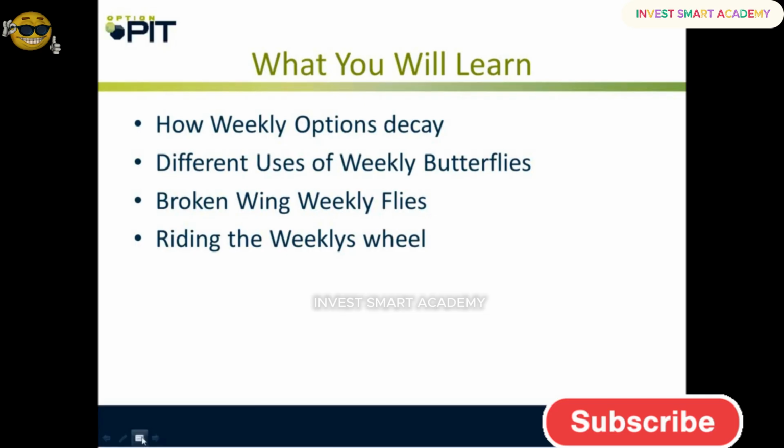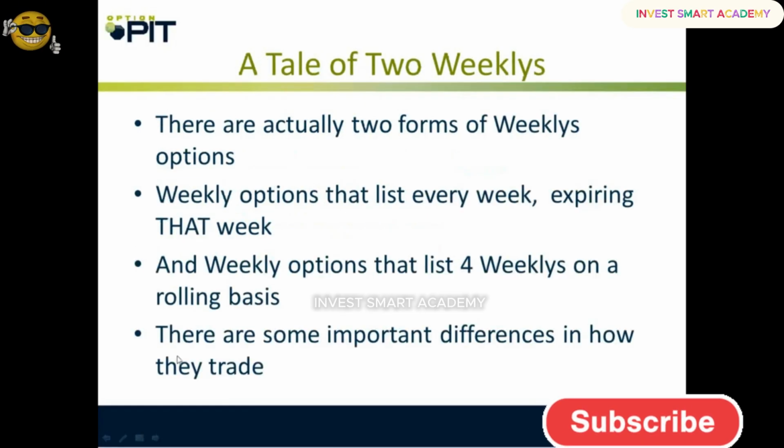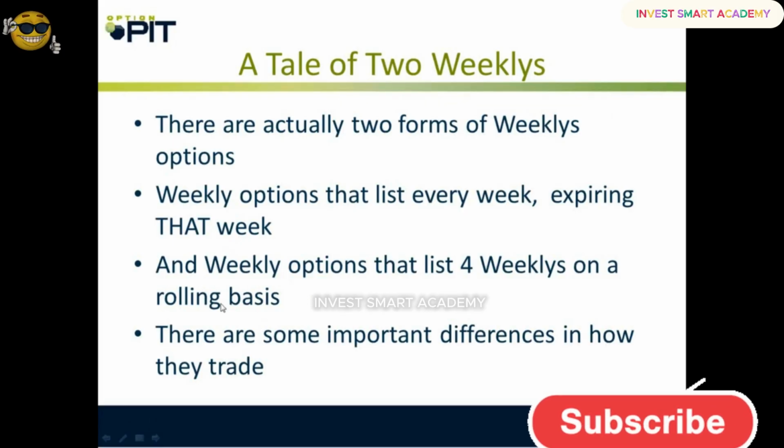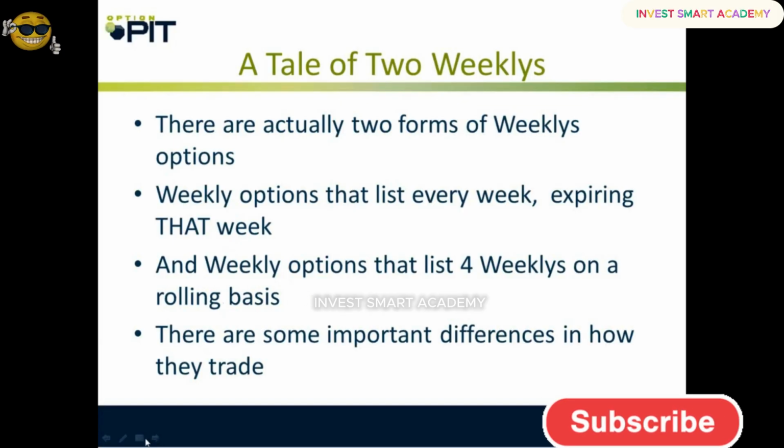So, a tale of two weeklies. All right, there are actually two forms of weeklies options. There is the weekly options that list every week and expire the following week. And then there are weekly options that list 4 weeklies on a rolling basis. And most are now the latter, and very few are the former. There are some important differences in how they trade, and this is the key.